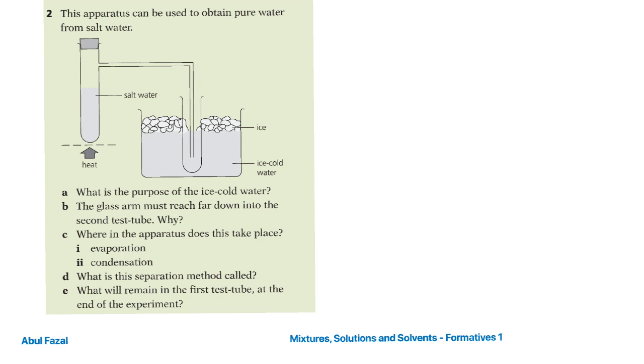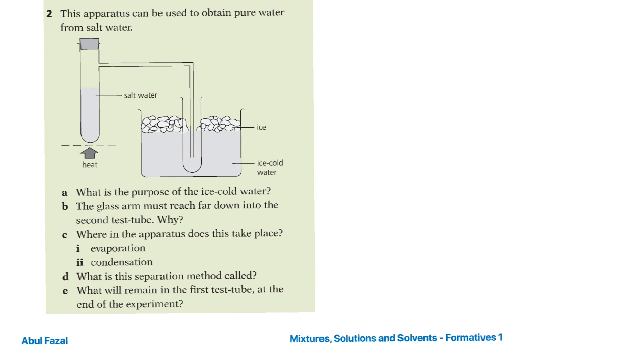Okay. Where in the apparatus does this take place? Evaporation takes place in the test tube or in the boiling tube where the heat is. I guess here, sorry, this would be not too specific. This area is evaporation taking place. Condensation, I guess if you want to pinpoint it, this is where condensation is taking place, in the pipe or straw right under the water level.